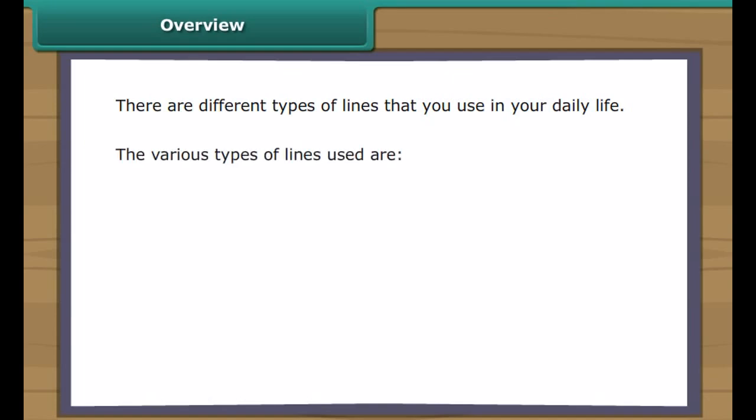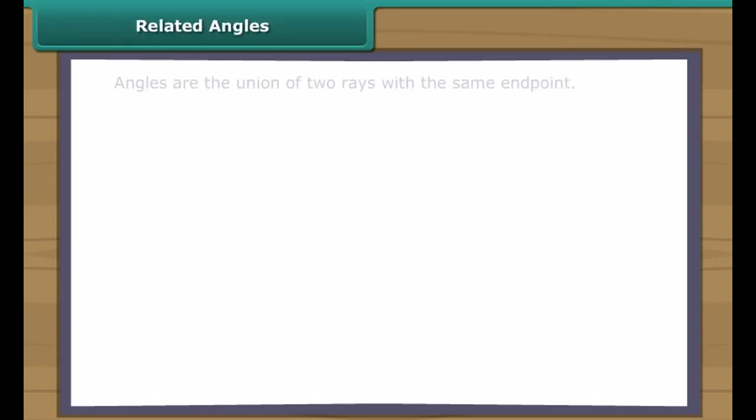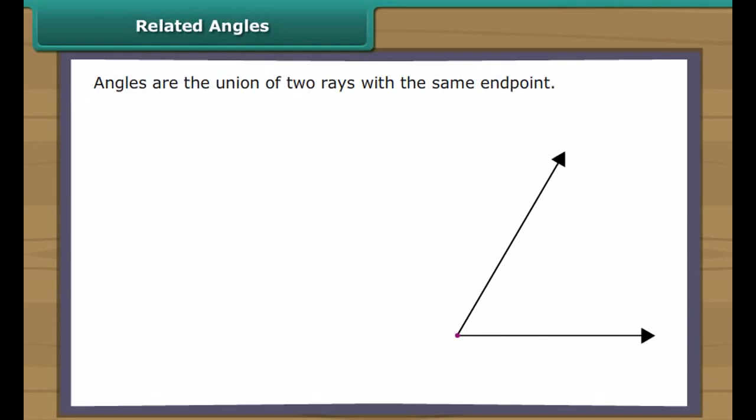Overview. There are different types of lines that you use when you create a simple picture. You can create a simple house, a sun and so on, and you use the simple lines to denote these pictures. Let us look at the various types of lines used. Line. A line has no beginning and no end. You can stretch a line infinitely in both directions. Line segment. A line segment has a beginning and an end. Ray. A ray has a starting point but no end.